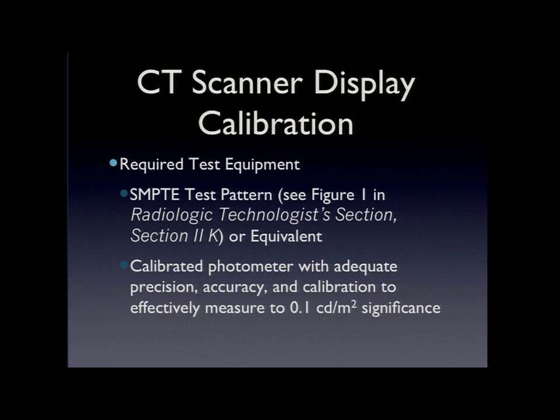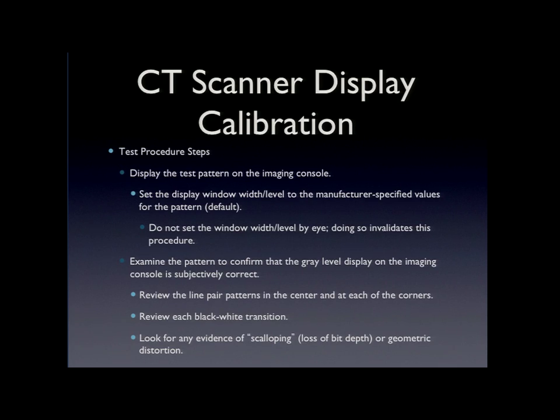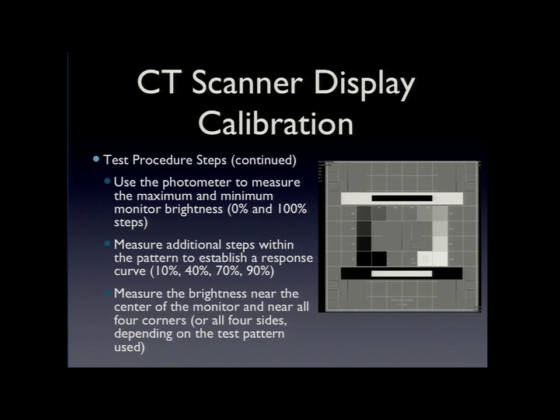And then you have to have the calibrated photometer that has accurate precision and accuracy. It needs to be calibrated. That's one of the things. There are cheap photometers, and there are really good ones. You really should use a better one for evaluating viewing conditions, and it should measure at least 0.1 candela per square meter. So basically, you pull up the pattern and you do an evaluation.